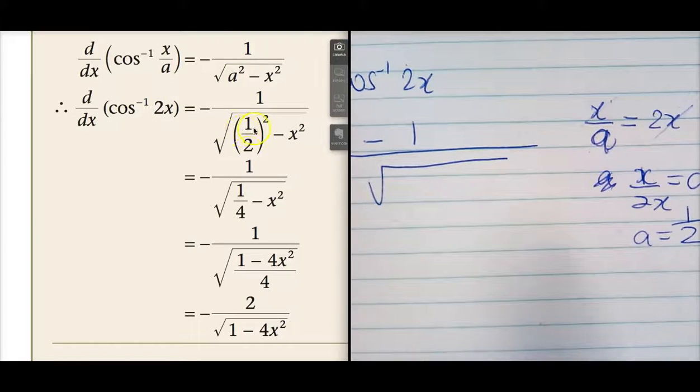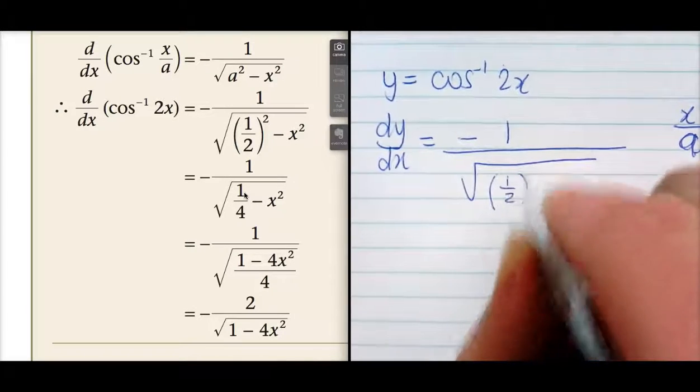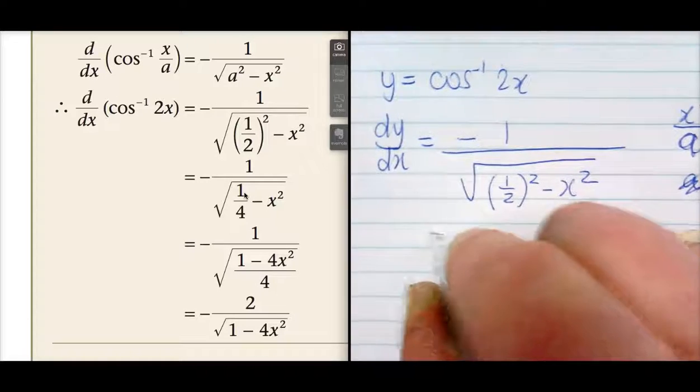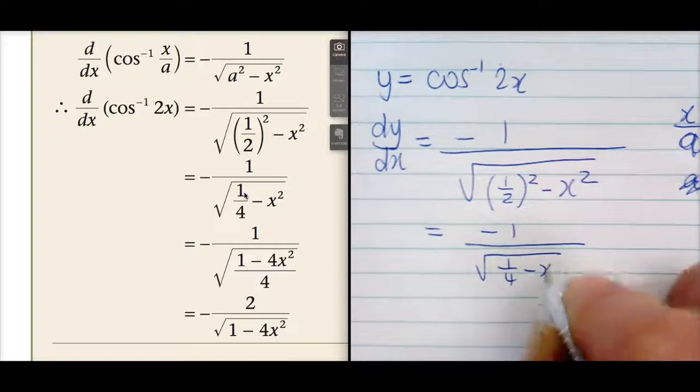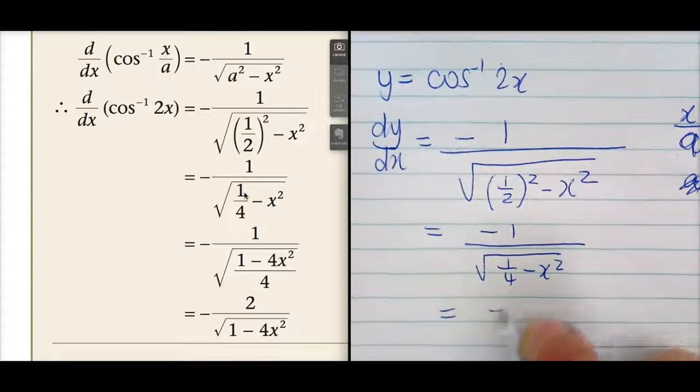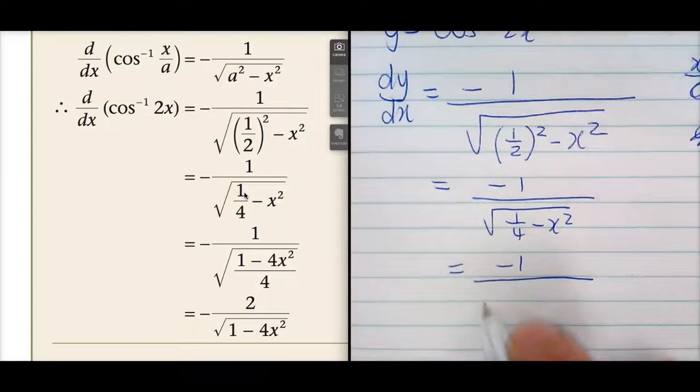In this case, a is a half. So it's negative 1 over the square root of a half squared minus x squared. The bad thing about this method, you've got a lot of stuff that you've got to do. So it's a half squared minus x squared, which is negative 1 over the square root of a quarter minus x squared. Look what they've got to do here. It's so much work. And it's not worth it to do all this work.